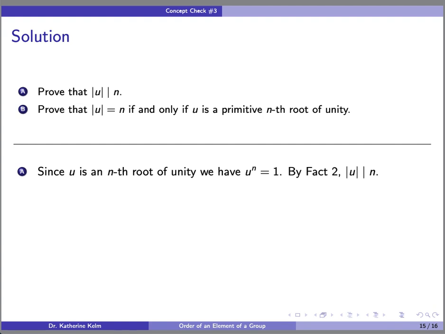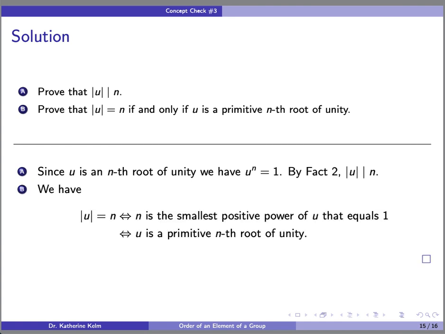Okay, so for part A, this should be very easy if you understand the definitions. Since U is an nth root of unity, we have U to the n equals 1. So by fact 2, the order of U divides n. And for part B, we have that the order of U is equal to n if and only if n is the smallest positive power of U that equals 1, which in turn is the definition of being a primitive nth root of unity.